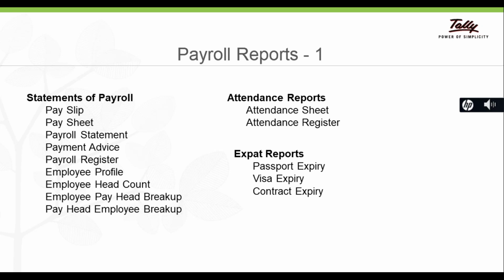And if you're talking about the attendance reports, you can see all the attendance sheets and the attendance register, and along with this, expat reports are also available. In expat reports, you can see the passport expiry date, if you maintain all the employee passport details, visa details, and if any employee comes under contract details, you can see their expiry dates. So this is all about the payroll reports.